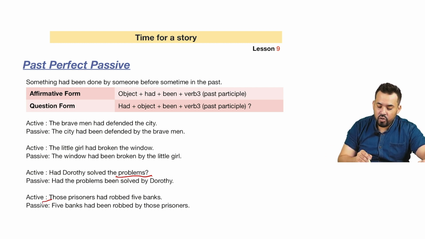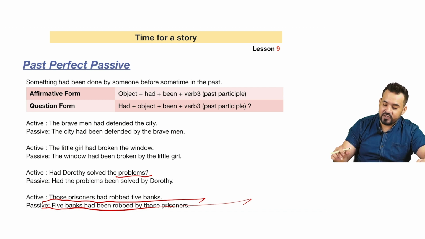Last example, those prisoners had robbed 5 banks. 5 banks had been robbed by those prisoners.